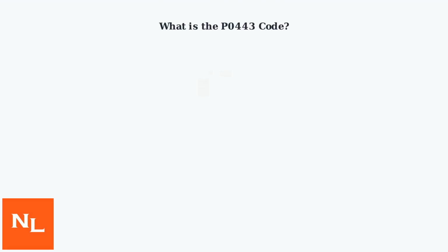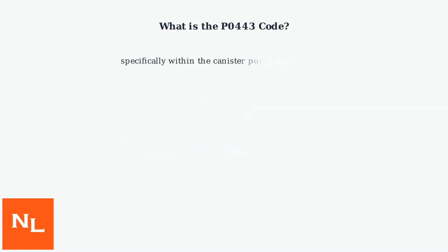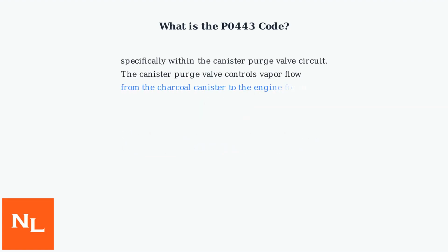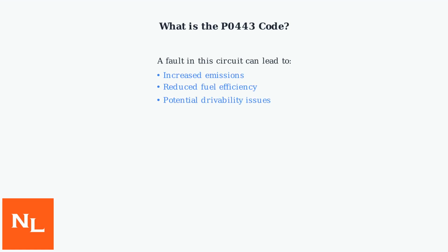The P0443 code indicates a malfunction in your vehicle's EVAP system, specifically within the canister purge valve circuit. This valve controls the flow of fuel vapors from the charcoal canister to the engine for burning. A fault in this circuit can lead to increased emissions, reduced fuel efficiency, and potential drivability issues.